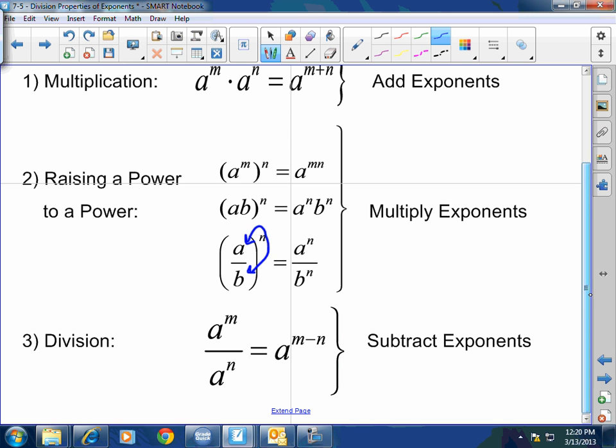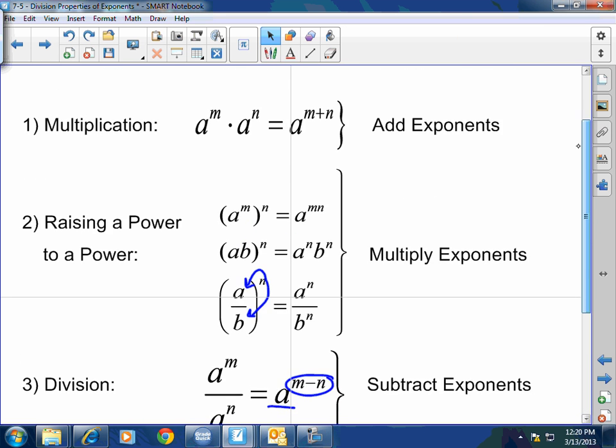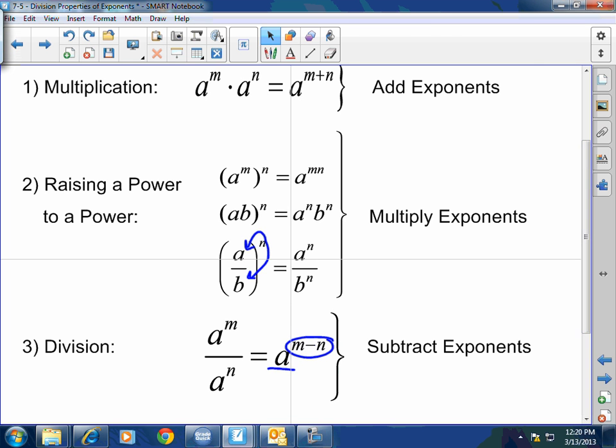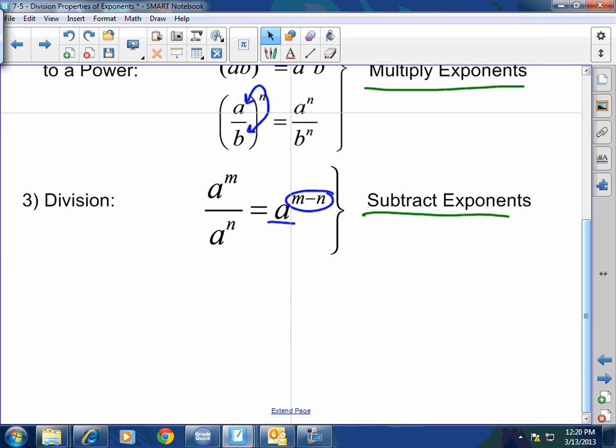Last but not least, what we just learned today, division. A to the m divided by a to the n. When you divide the same base, you keep the base, subtract the exponent. So not only is it there visually, but it's here verbally. When you multiply the same base, add exponents. When you raise a power to a power, multiply exponents. When you divide the same base, subtract exponents. Does that make sense? Okay.